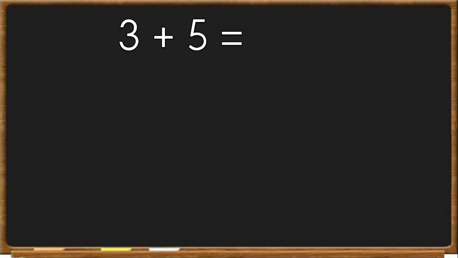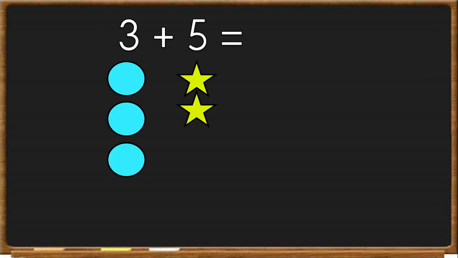Today we are going to look at different ways to solve problems. So here we want to know what is 3 plus 5. The first method I'm going to show you is by using pictures or drawings. So I'm going to draw 3 circles and 5 stars, and then we're going to count them together. So 1, 2, 3 plus 5, 1, 2, 3, 4, 5. Now we count them together, 1, 2, 3, 4, 5, 6, 7, 8. So I have 8 objects on the screen. So 3 plus 5 equals 8.